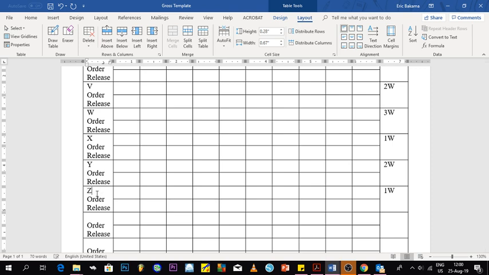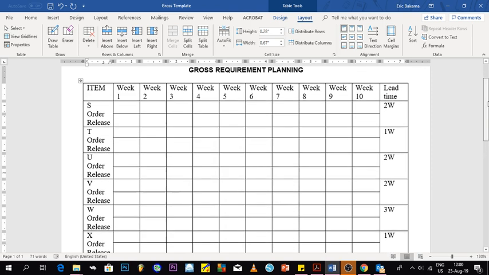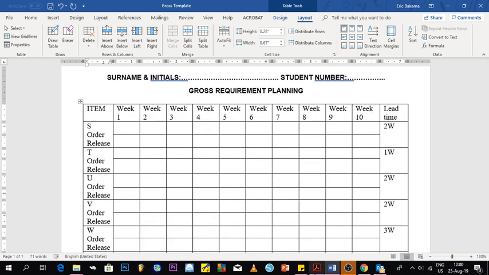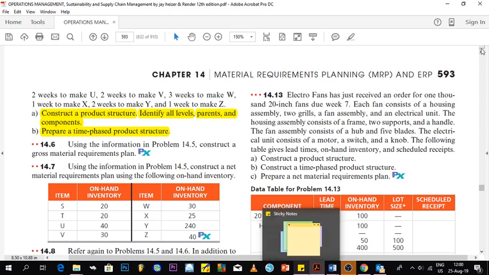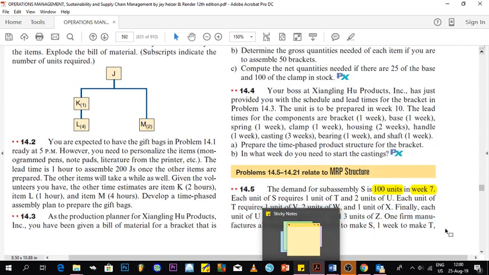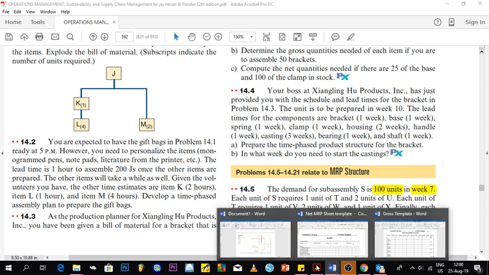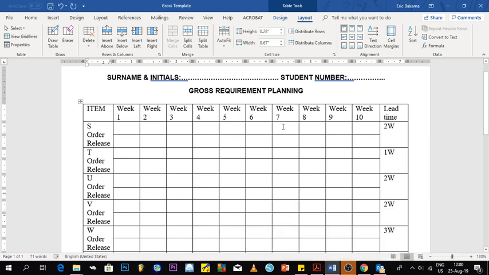Yeah. So how do we go about filling the table? The first thing that you need to know is the amount of units that need to be produced. When you look at the information, they say the amount of units needed is 100 units for S that need to be ready in week 7. So you go back to week 7 here, we have 100 units that need to be produced. Now these 100 are the number of units from S and need to be ready by week 7.